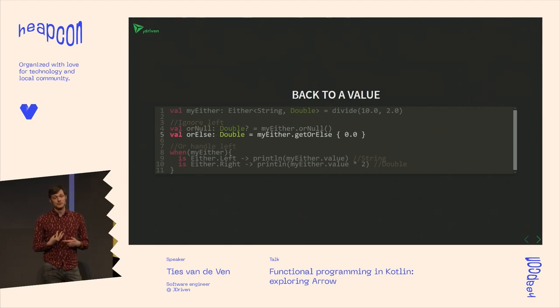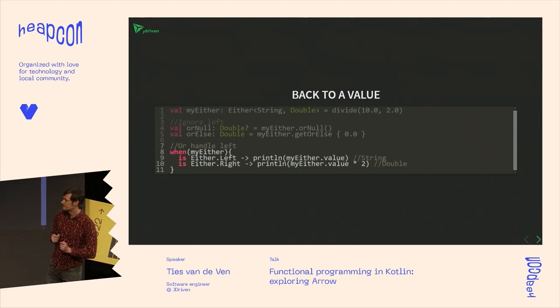Otherwise, we can, for example, do a default value. If it was an instance of left, return 0.0, and otherwise give me the correct value. But if we're doing this, then basically we're not using the error context. And if you're not using the error context, then you'll probably be better off just using Kotlin's nullability system, and then you don't need a whole new library on your classpath. So if you only do this, then just don't use either, just use Kotlin's nullability system.